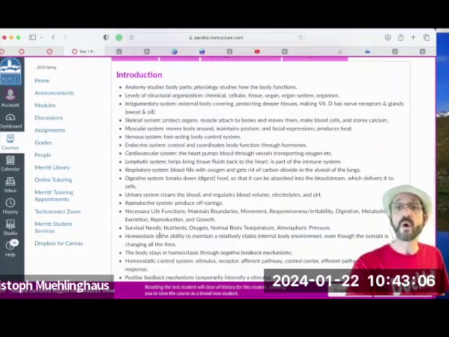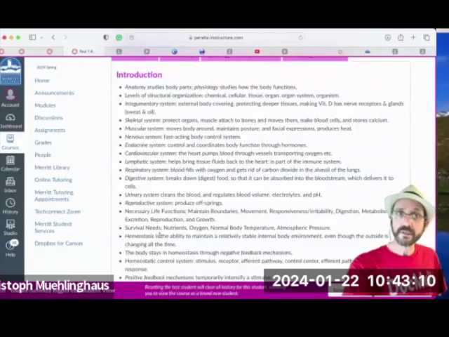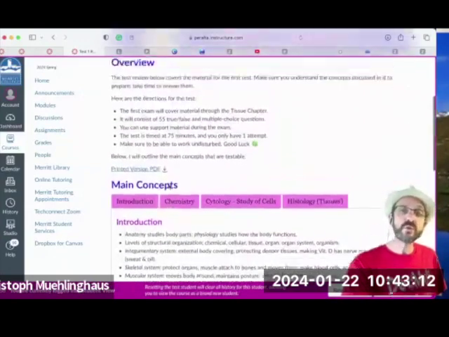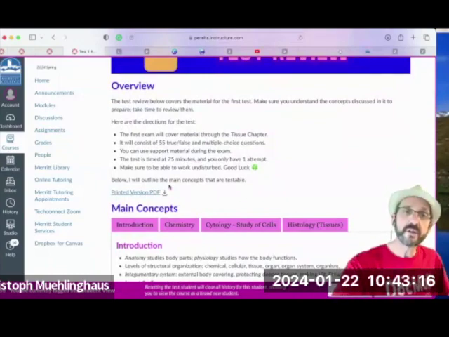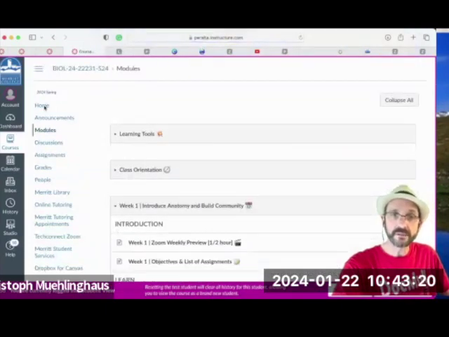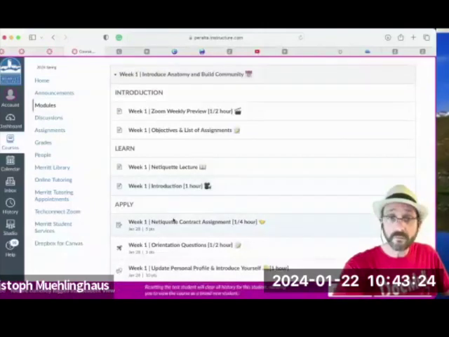Because those are the ones, that's what I want you to know for sure for the test. And that way you can prepare yourself as you go through the weeks, as you go through the material, and by the time we get to the test, you're all organized. Okay. As a matter of fact, the test is open book.